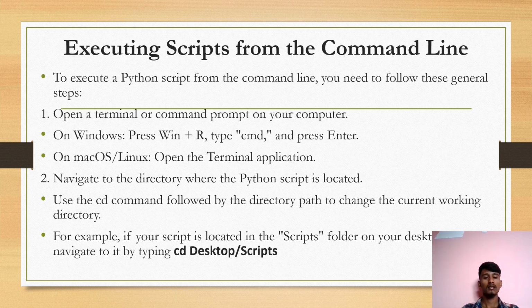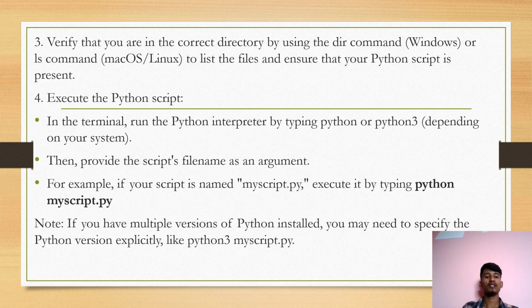Navigate to the directory where the Python script is located. Use the cd command followed by a directory path to change the current working directory. For example, if your script is located in the scripts folder on your desktop, navigate to it by typing cd desktop/scripts. Verify that you are in the correct directory by using the dir command to list the files and ensure that your Python script is present.